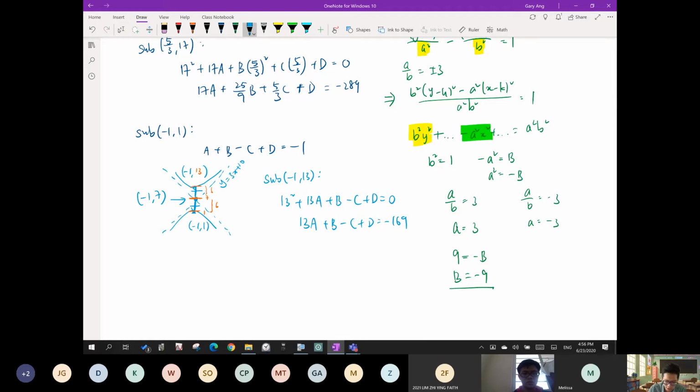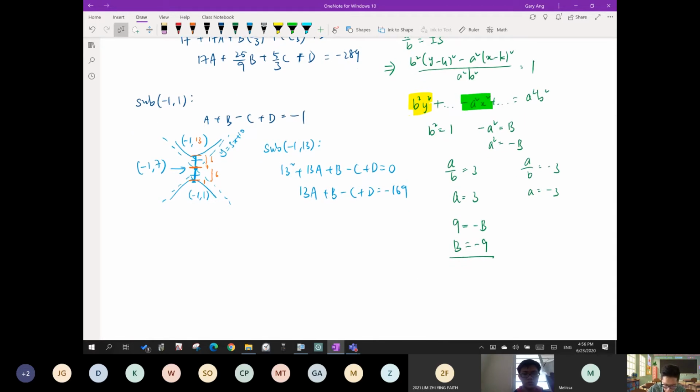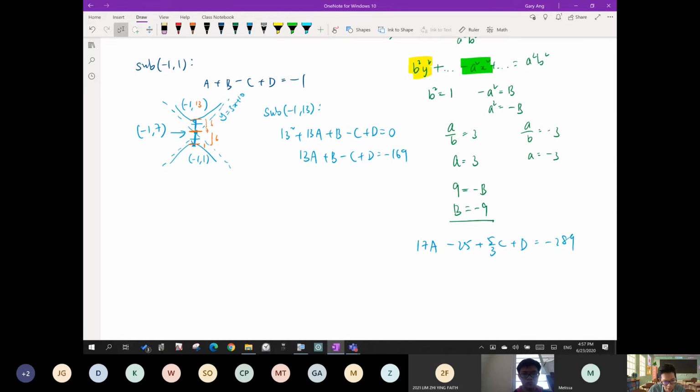Okay. So let me write it down for you. All right. The first equation is now going to look like this: 17a minus 25, because B is, or rather, negative 9. Then you're going to get plus 5 over 3 c plus d is equal to minus 289. Okay, so that becomes your first equation. Of course, I believe you can simplify that one, which will then become minus 264. Okay, so that will be my equation 1.